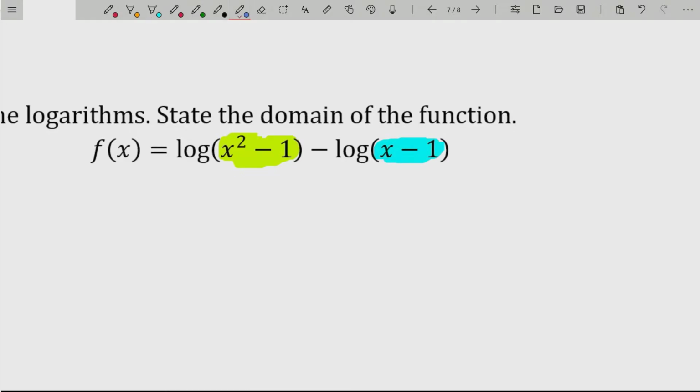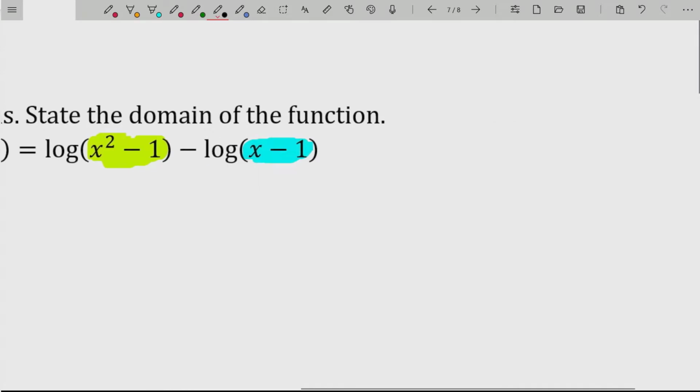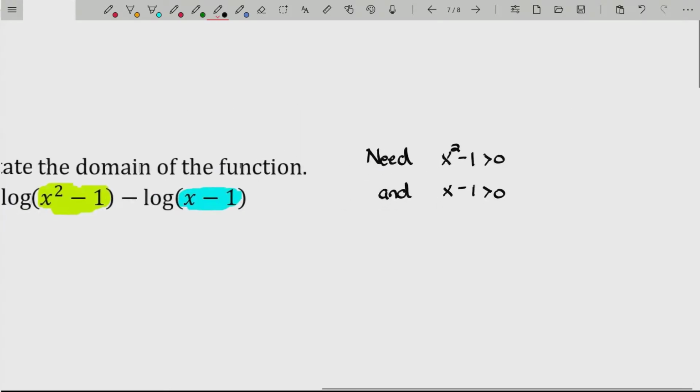Let me write that down. We need x squared minus 1 to be positive, and simultaneously x minus 1 to be positive. They both have to be positive. In other words, I can't have one be positive and the other be negative. That would be illegal. So let's go ahead and take a look at what satisfies those conditions.